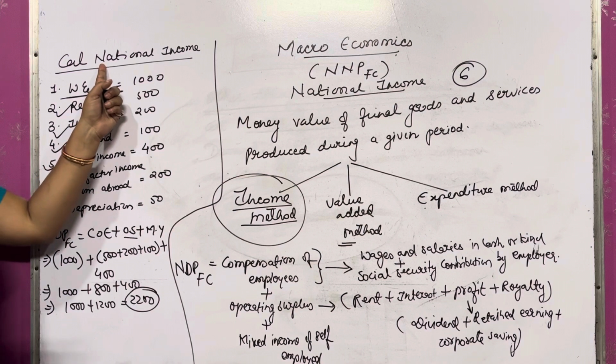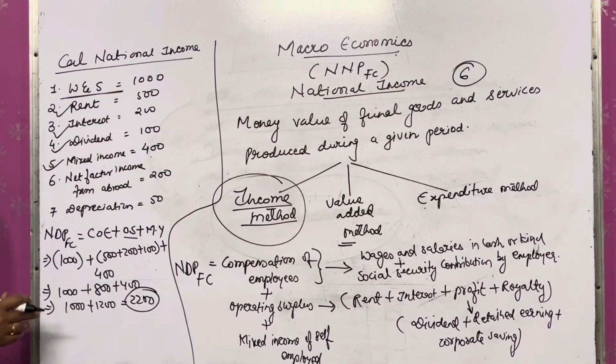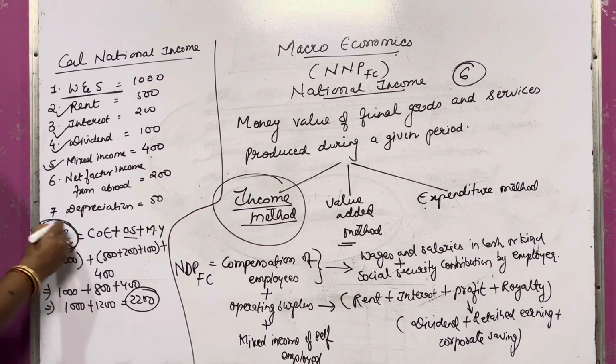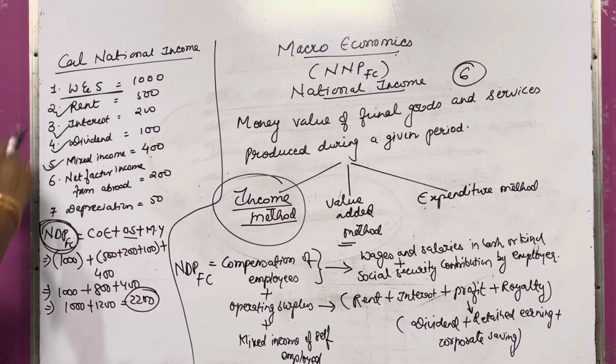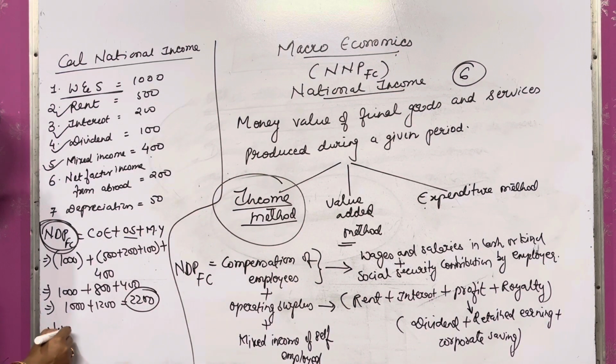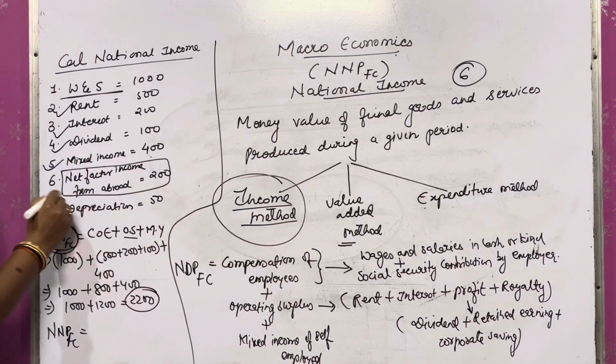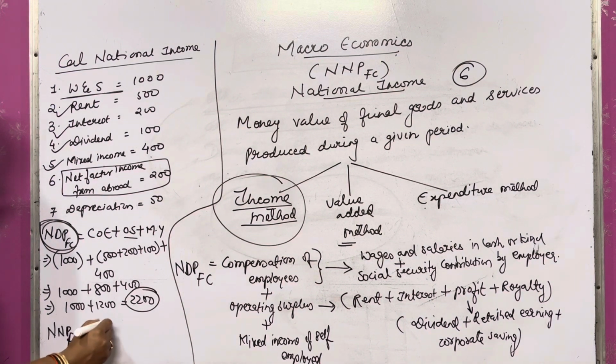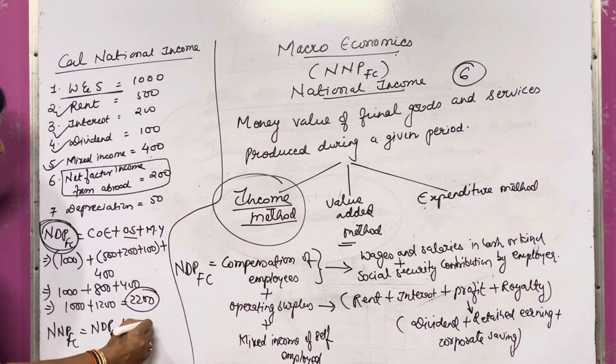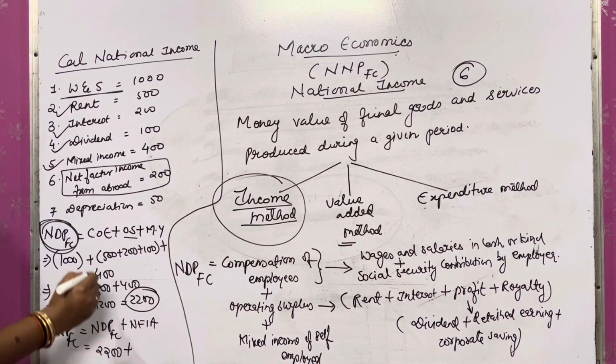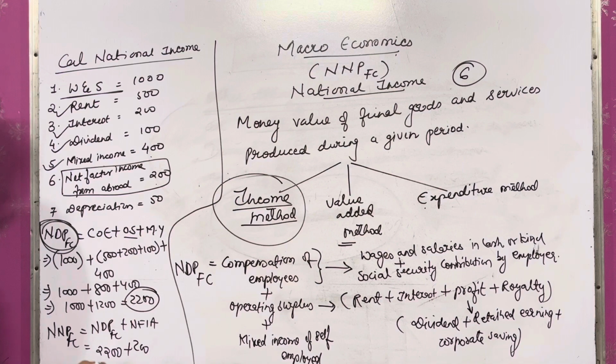But they have asked to calculate the national income. Then we have to convert the net domestic income to national income, NNP at FC. What can we add to the domestic income to get national income? We add net factor income from abroad, NFIA. NNP at FC equals NDP at FC plus NFIA, which is 2200 plus 200. So 2400 is our national income.